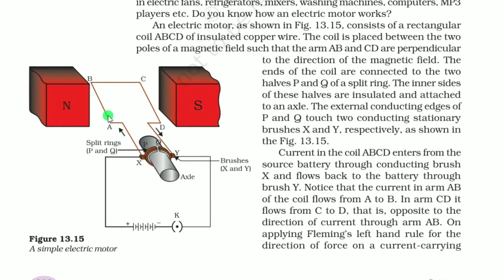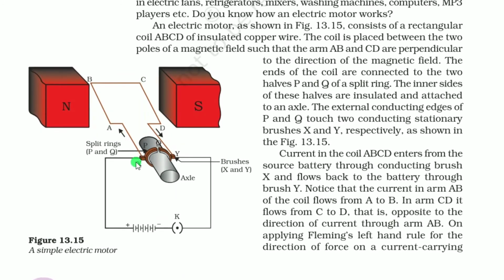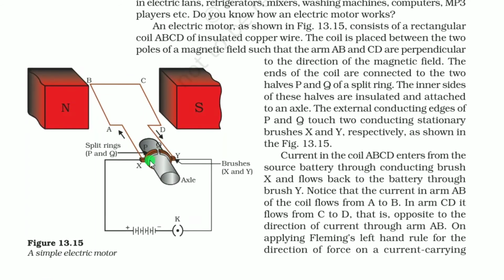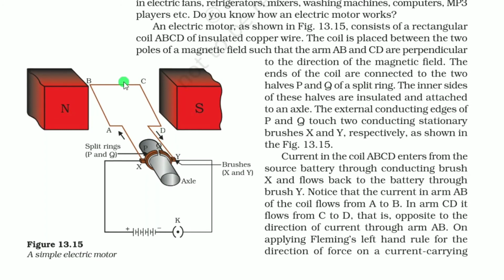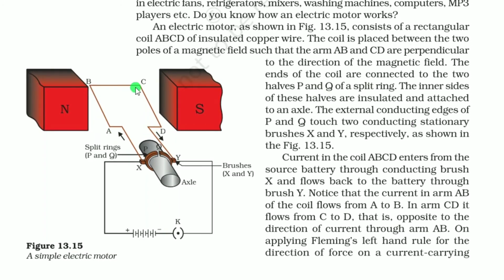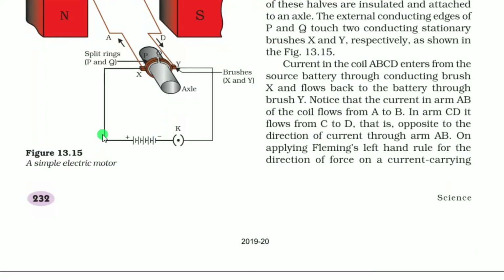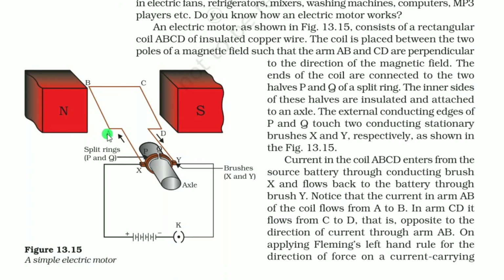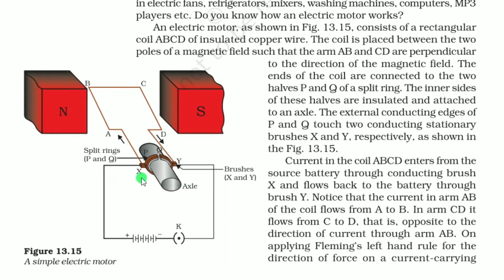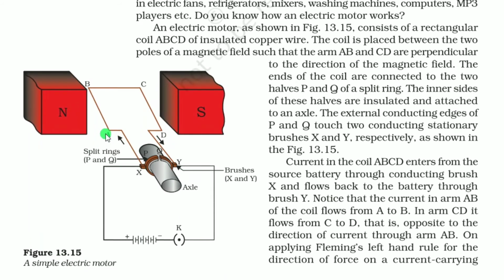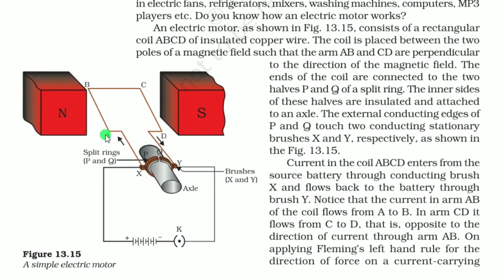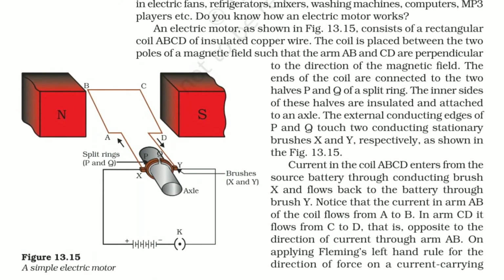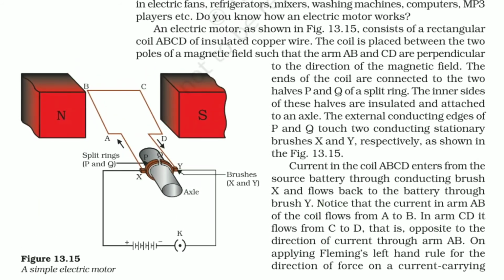At half rotation, Q makes contact with the brush X and P with brush Y. Therefore the current in the coil gets reversed and flows along the path DCBA. A device that reverses the direction of flow of current through a circuit is called a commutator. In electric motors, the split ring acts as a commutator. The reversal of current also reverses the direction of force acting on the two arms AB and CD. Thus the arm AB of the coil that was earlier pushed down is now pushed up, and the arm CD previously pushed up is now pushed down.